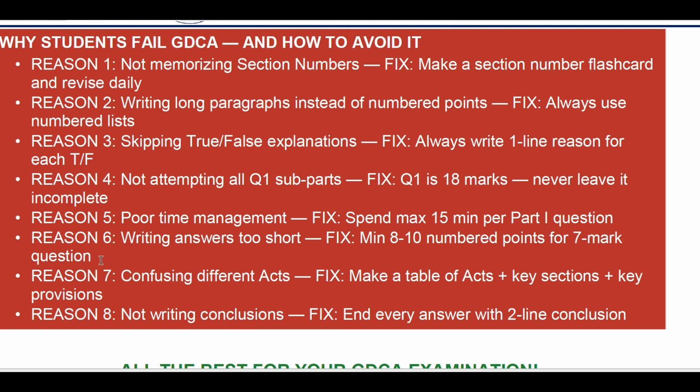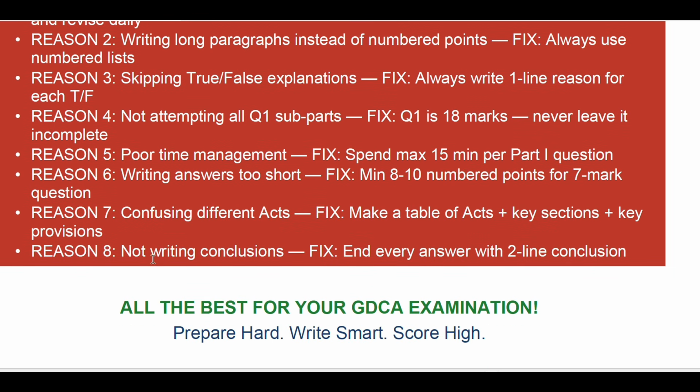Reason six: writing answers too short. How to fix it? Write a minimum of 8 to 10 numbered points to get at least 7 marks for a question. Reason seven: confusing different acts. How to fix it? Make a table of acts and key sections or key provisions as well.